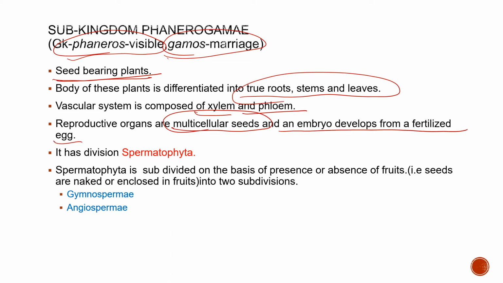Now it has a division called Spermatophyta. It is again subdivided, and the Spermatophyta is subdivided on the basis of presence or absence of fruits, that is seeds which are naked or enclosed in fruits. That is, there are two subdivisions, gymnosperms and angiosperms, or we can say Gymnospermae and Angiospermae. So how is the Spermatophyta subdivided? On the basis of naked seeds or seeds enclosed within the fruits. Now we will move on to the examples of phanerogamy.